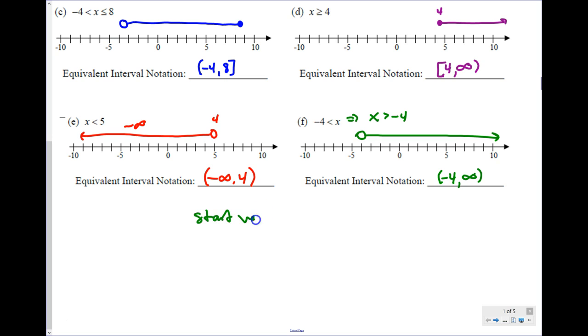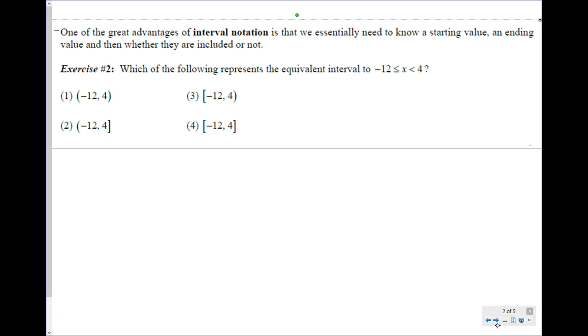What is your start value and what is your end value? Okay, that's what you're thinking about, your start value and your end value. You're also thinking about, do I want a closed bracket or do I want an open bracket? Okay, let's take a look at some more exercises.